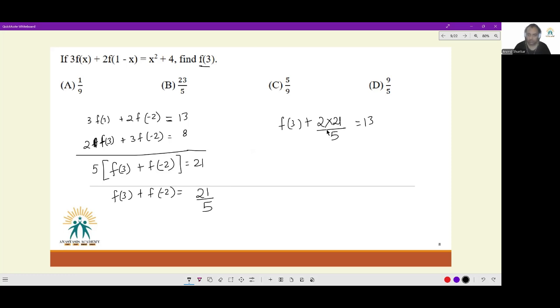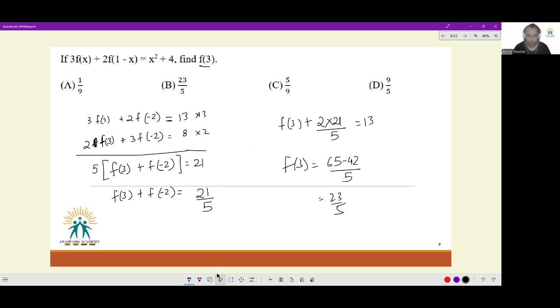This here, if I bring it over to the other side, I will get 65 minus 42 by 5. f3 here will be equal to 23 by 5. And our answer will be identified. If we want to solve it simultaneously, we can also do that. We multiply this by 3, we multiply this by 2.